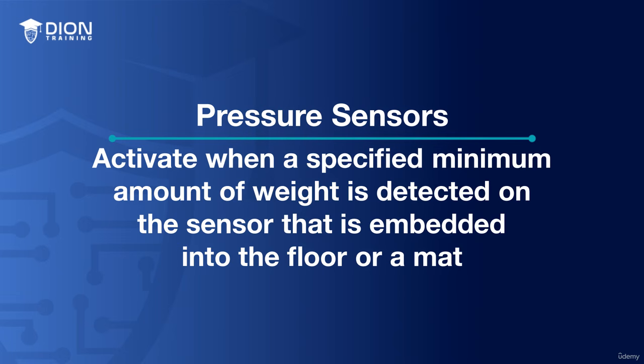Next, we have pressure sensors, and pressure sensors are activated whenever a specified amount of weight is detected on the sensor that's embedded into the floor or into a mat. These pressure sensors are quite useful for detecting unauthorized entry into restricted areas or even for simple tasks like alerting store owners when a new customer enters the store.